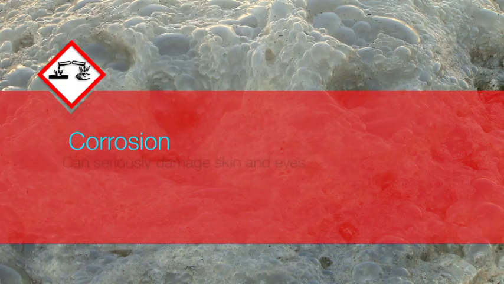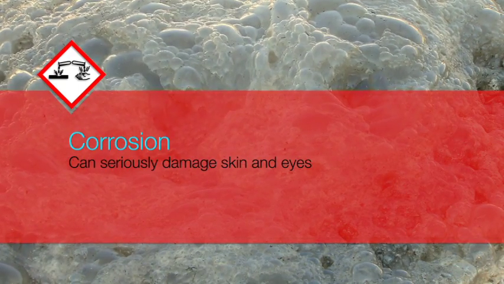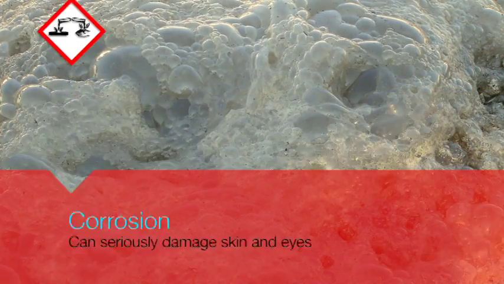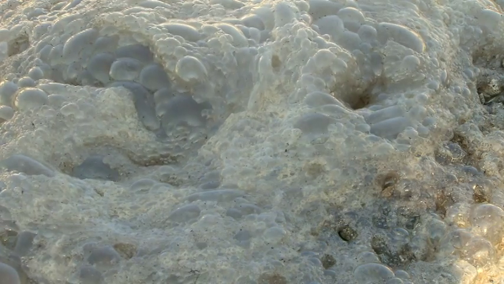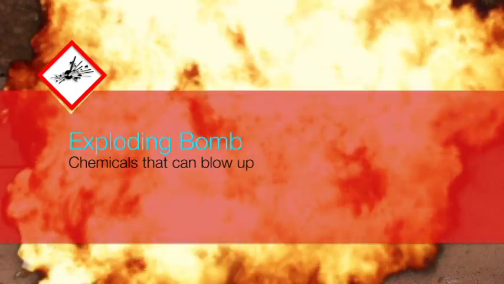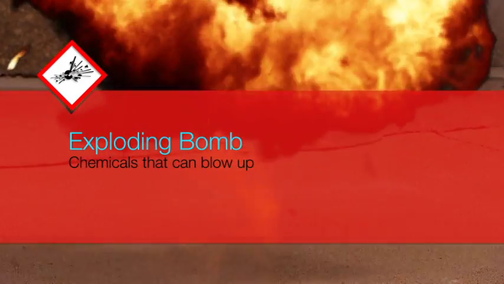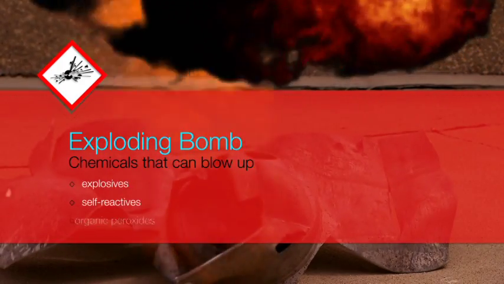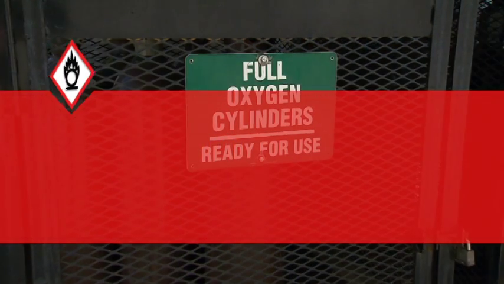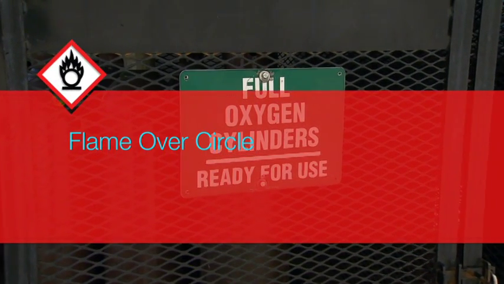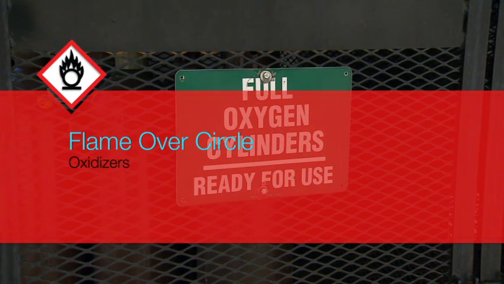The corrosion pictogram covers chemicals that can seriously damage skin and eyes. One example would be sulfuric acid, battery acid. The exploding bomb pictogram addresses chemicals that can blow up, like explosives, self-reactives, and organic peroxides. The pictogram flame over circle warns you about oxidizers, chemicals that cause other materials to catch fire or explode.